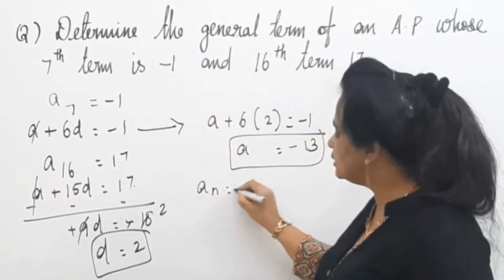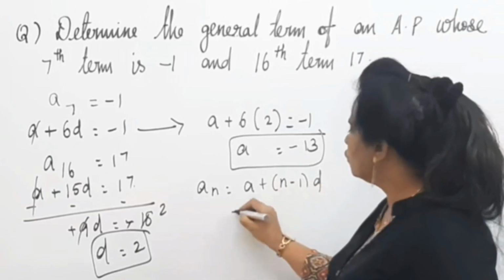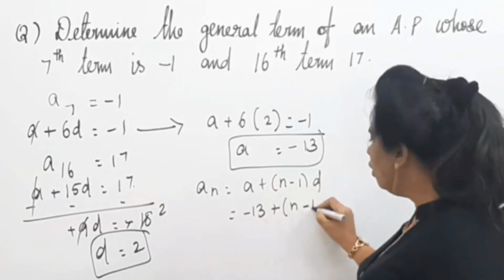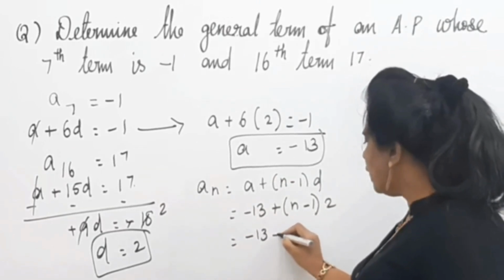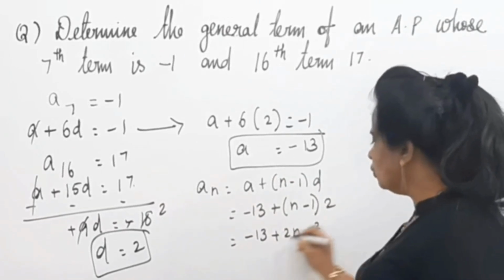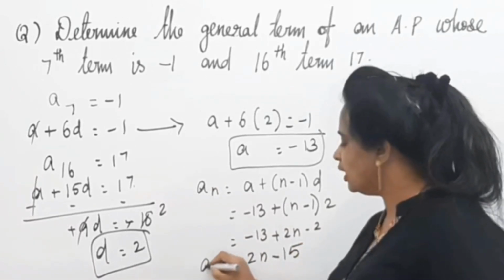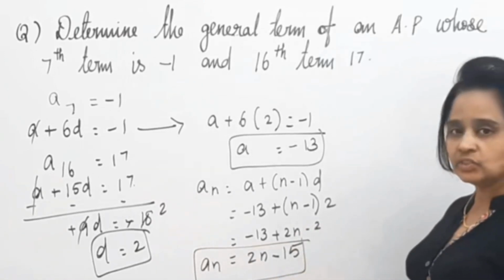So my aim is to find the general term. That is An is equal to a plus n minus 1 into d. So a is given, minus 13, plus n minus 1, d is 2. That is minus 13 plus 2n minus 2, which is equal to 2n minus 15, my general term. An is equal to 2n minus 15.